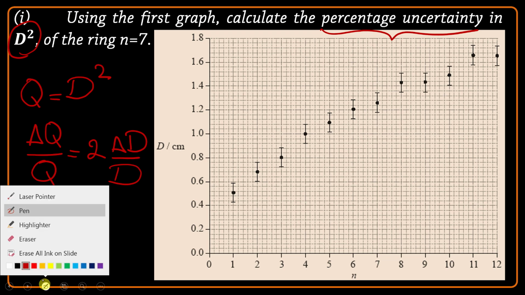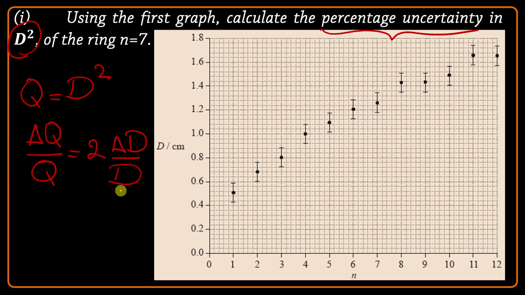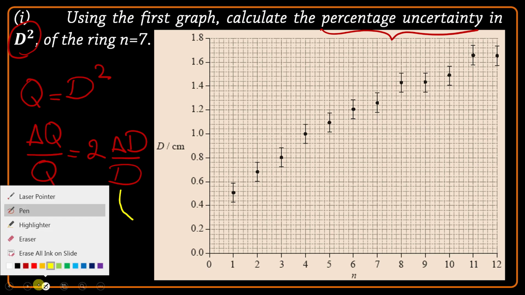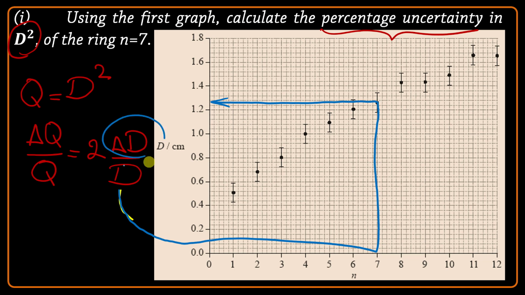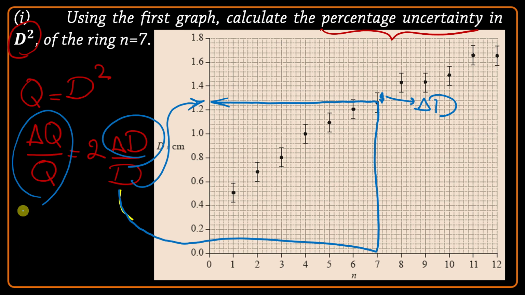I need two quantities. First is d. Let me show d in blue. d is here for n equals 7. And delta d is the uncertainty, obtained from the error bars. So if I have delta d here and the d here, I can find the uncertainty for q, the percentage uncertainty for q, or the percentage uncertainty for d squared.